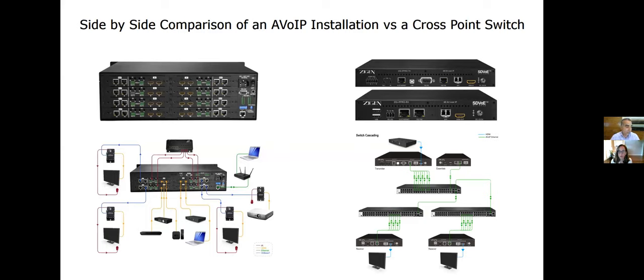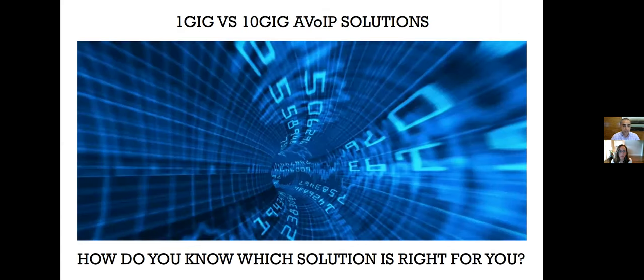And now that we understand this, there are a lot of solutions. Not a lot of solutions. I would say there's a couple of good solutions out there when it comes to AV over IP. We have 1 gig solution, and we also have 10 gig solution. So again, we've got the 1 gig versus the 10 gig AV over IP solutions. These are obviously the two that are the most familiar.